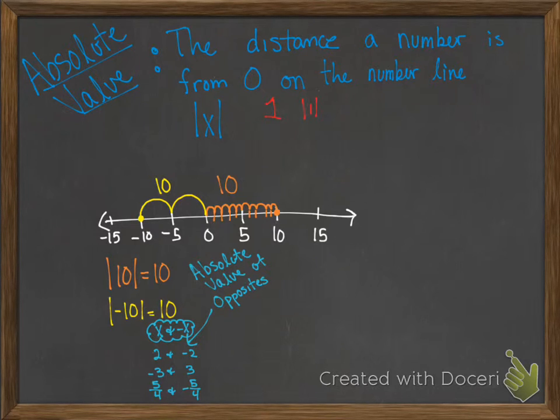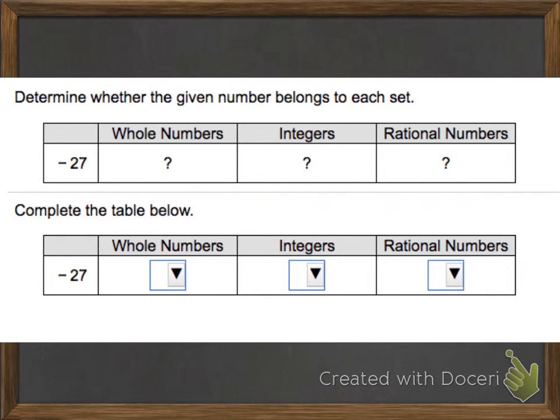So the absolute value of opposites have the same value. The absolute value of 10 and the absolute value of negative 10 are both 10, all right? The absolute value of 15 is equal to the absolute value of negative 15 because they're opposite values, okay? So the absolute value of negative 10 is equal to the absolute value of 10. 10 is equal to 10. Good. All right, so here are some problems you'd see from your homework.